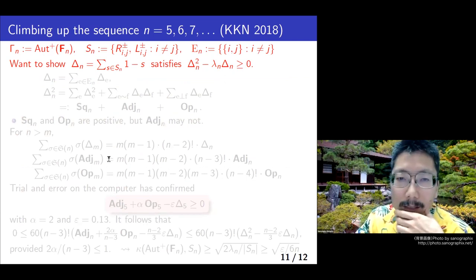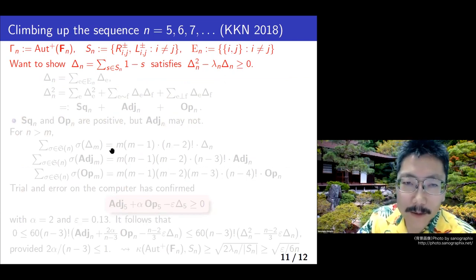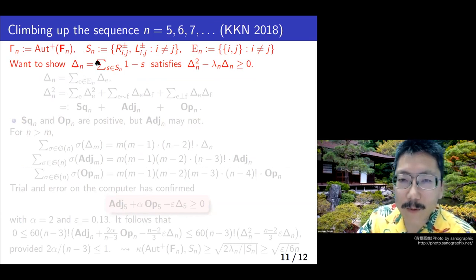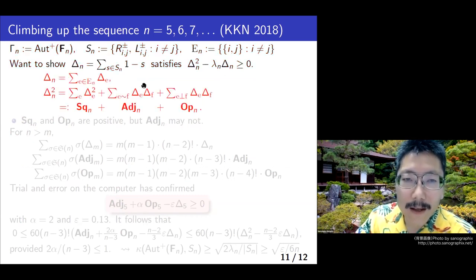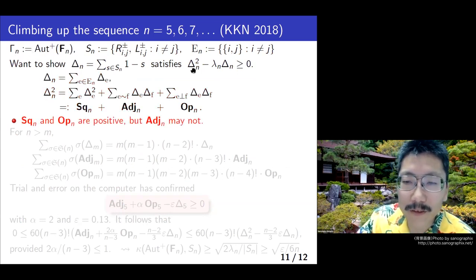So quickly, this is technical. Let me quickly go through how to prove that infinitely many groups have property T, by Kaluba, Kielak, and Nowak. You consider Gamma_n, the automorphism group of the free group on n generators, and this is the Laplacian. You want to prove this inequality, and you only know that it holds for n equal 5 or so.